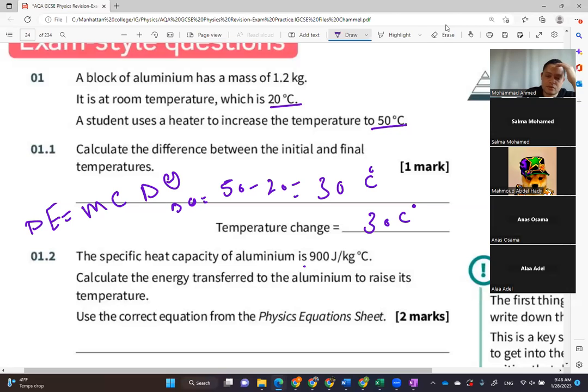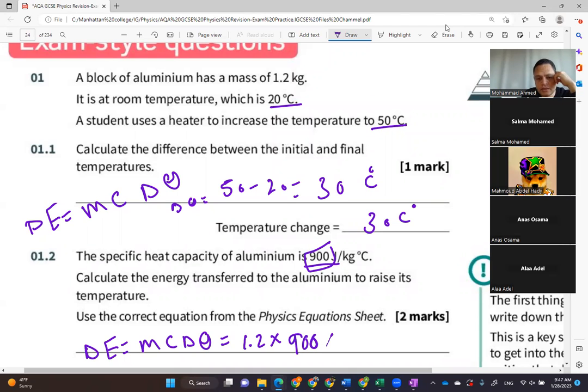The specific heat capacity is over here. So the energy, I said delta E equals m c delta theta. So what is the value of m? 1.2, right? What is the value of c? The value of c is 900, right? What is the value of delta theta? 30. And it's the same, it depends on the reference.